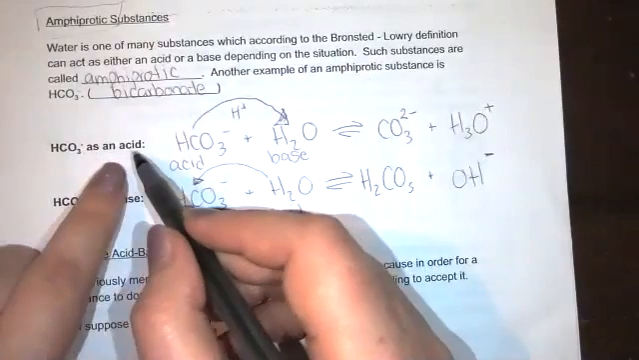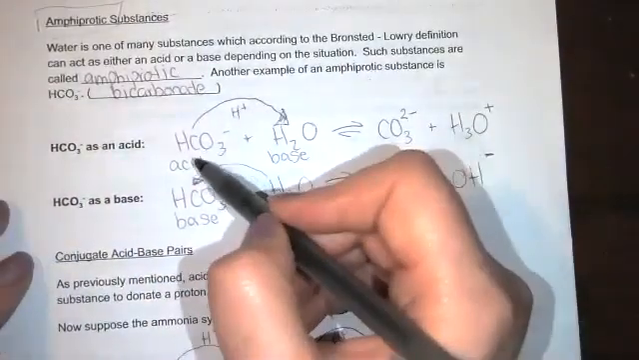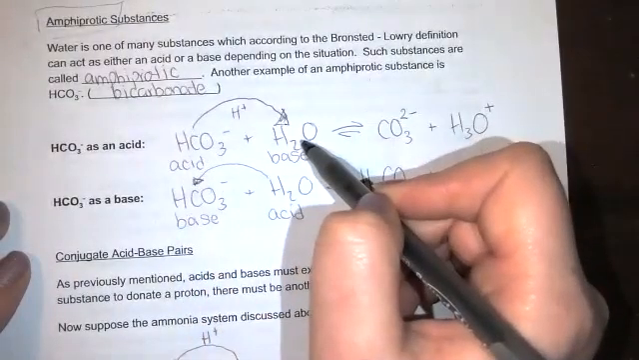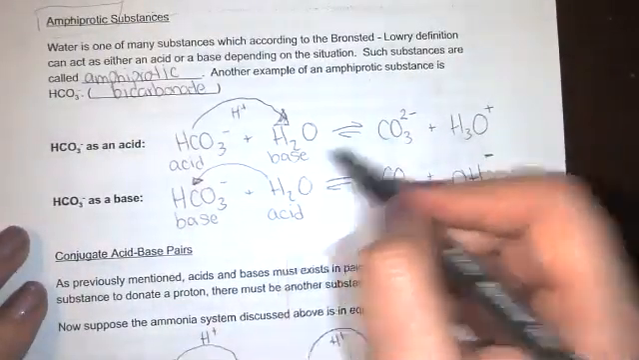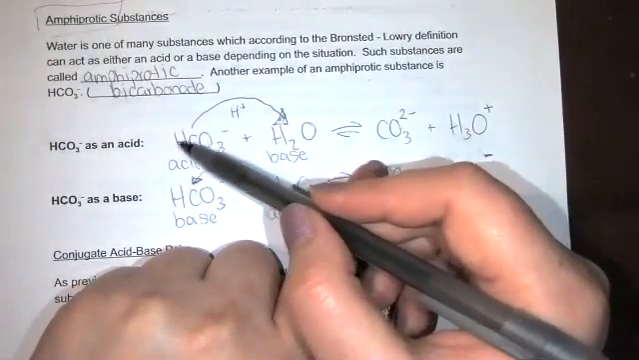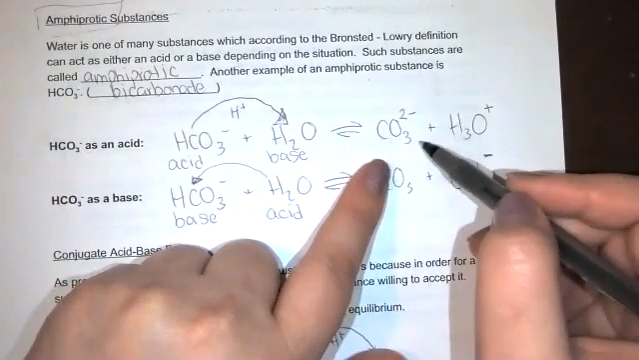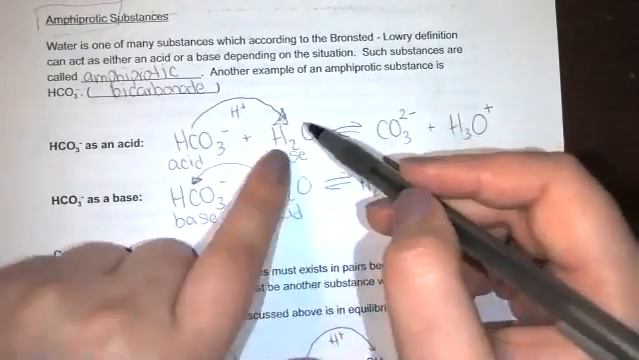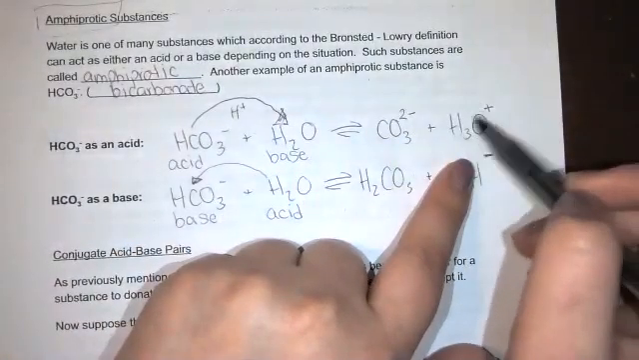So when it's acting as an acid, remember an acid is a proton donator. So if it's acting as an acid, it is going to donate this hydrogen to my water. My water is accepting the proton, so therefore it's a base. On the product side, I will have lost this hydrogen, therefore losing a positive charge. I already had a negative, so this now becomes just a carbonate ion with a -2 charge. When my water has gained a proton, it now becomes this hydronium ion.